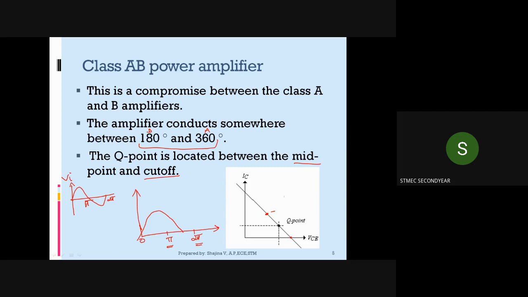So in a class AB power amplifier, you have to remember the conduction angle is in between 180 degree and 360 degree. So in order to get that much conduction angle, you have to set the Q point in between the midpoint and cutoff, such that our conduction angle will be between 180 degree and 360 degree. That is the class AB power amplifier.